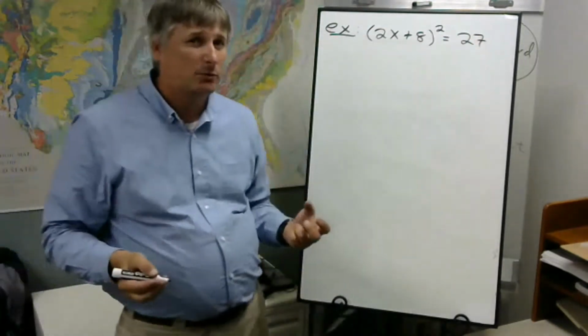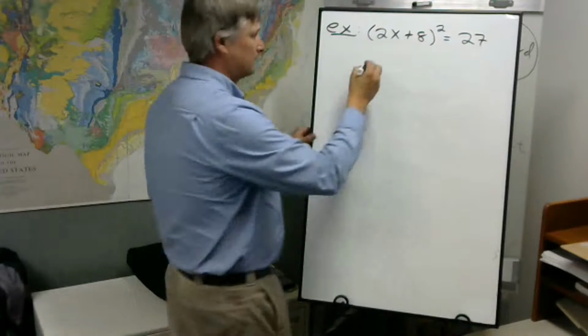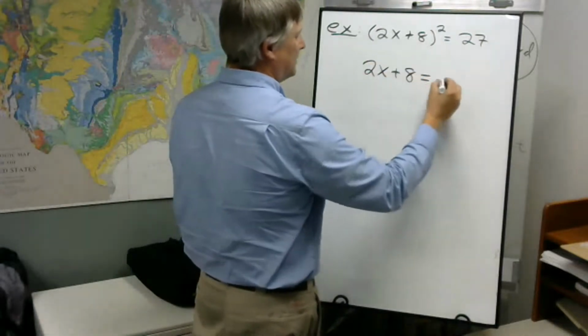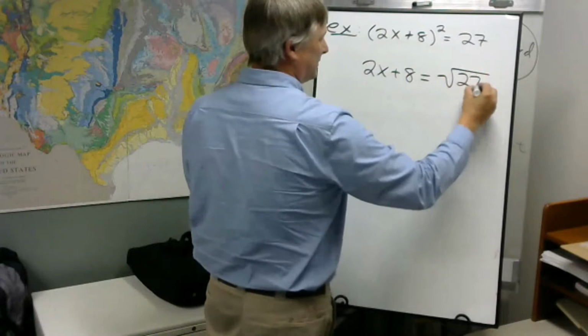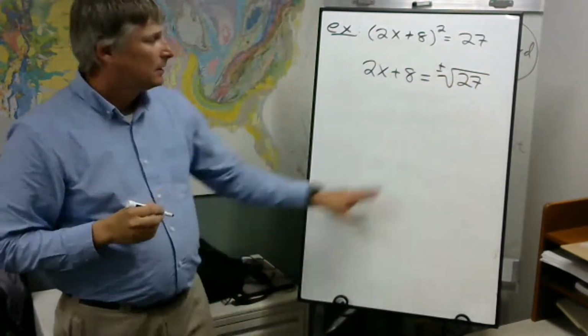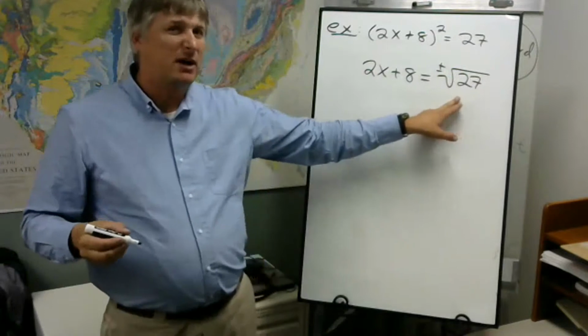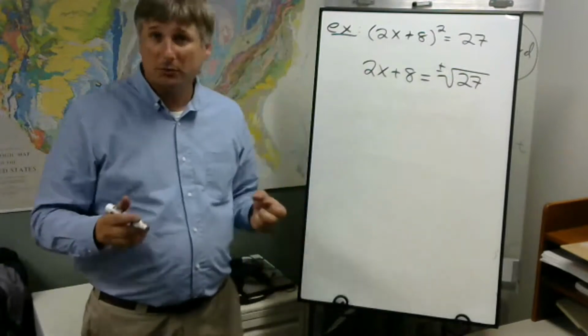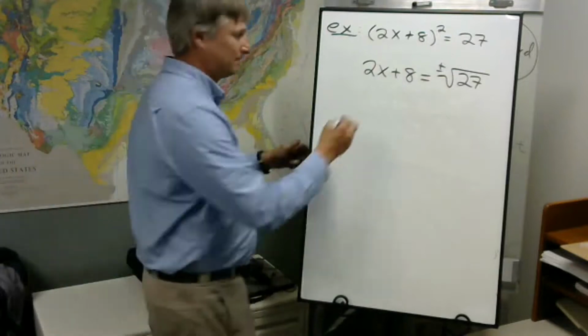Now, again, we're going to take the square roots of both sides. So we get 2x plus 8 equals the square root of 27. And don't forget, we're doing the plus or minus version. We've got to simplify this down because 27 is not a perfect square. So we could write it like this, though.